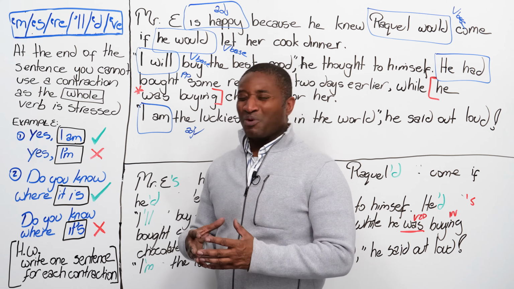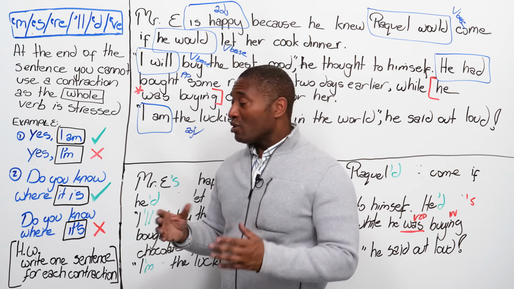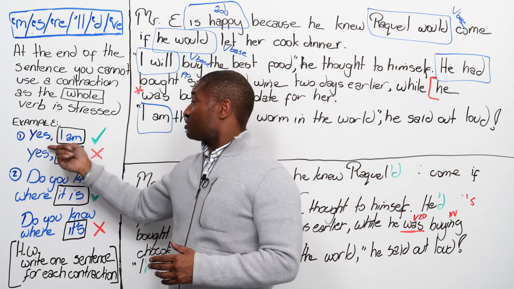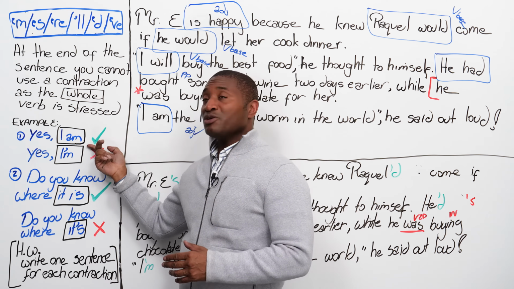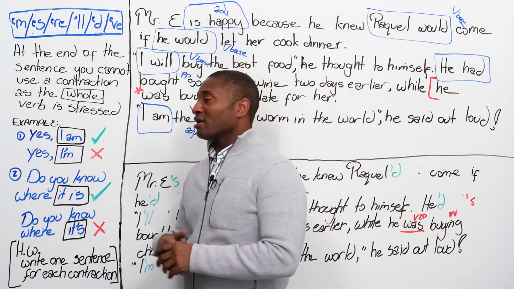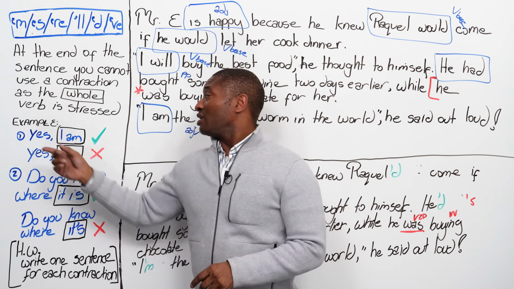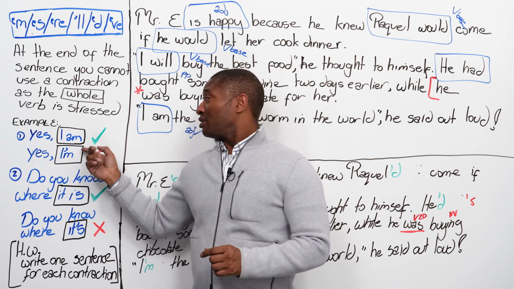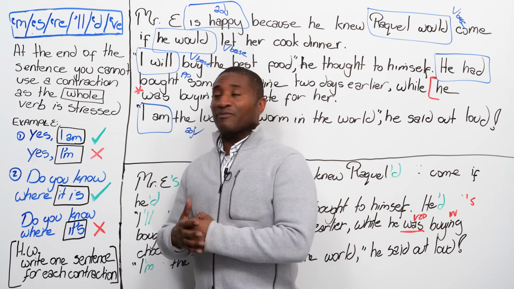You might be saying, what does that mean? Well, when you're at the end of a sentence, for example, this, I am, you can't use a contraction to say I'm. And if you don't understand why, listen to what I'm going to say. Are you going to the party? Yes, I am. I need to say I am as stressing that verb.